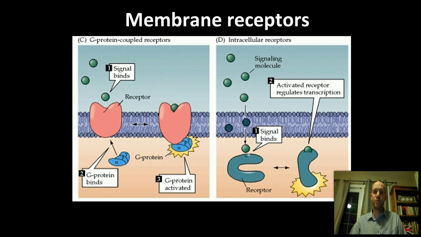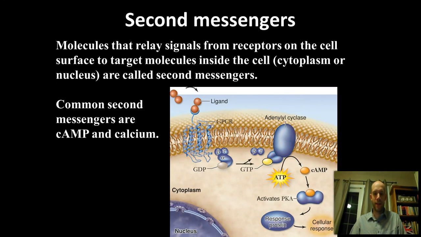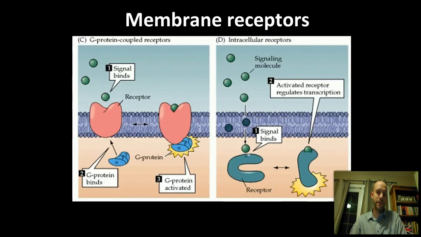There are also intracellular receptors. These are on the inside, not attached to the membrane. For a signaling molecule to activate these, they need to be able to pass through the phospholipid bilayer. So typically they're going to be non-polar. Steroids are good examples of this. Here's a nice example: testosterone. Testosterone can pass straight through the cell membrane and activate receptors inside the cell that will turn on various transcription factors.